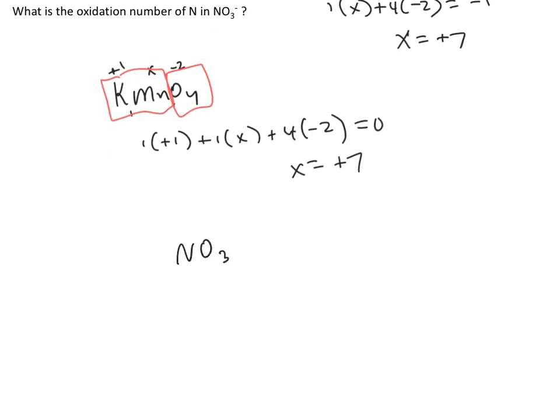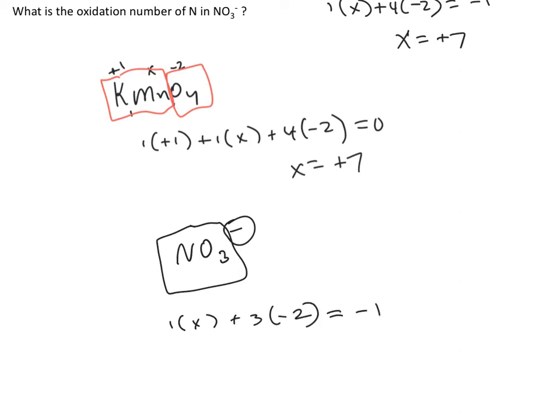So nitrate, -1. So we're going to have the sum of the oxidation numbers here equal -1, and you've got -2 for each oxygen, so -6 total. Plus what equals -1, and nitrogen's going to have to be +5. All right, if you don't like that, you can just say 1 times x plus 3 times -2 is equal to -1, and x will be equal to +5.